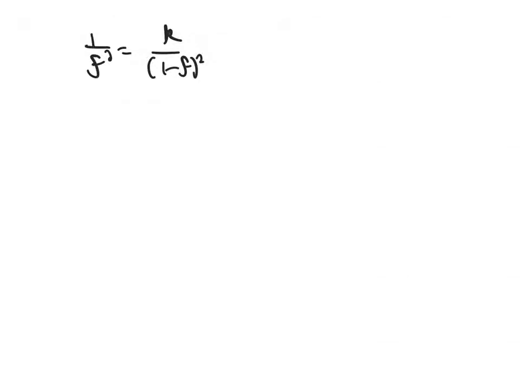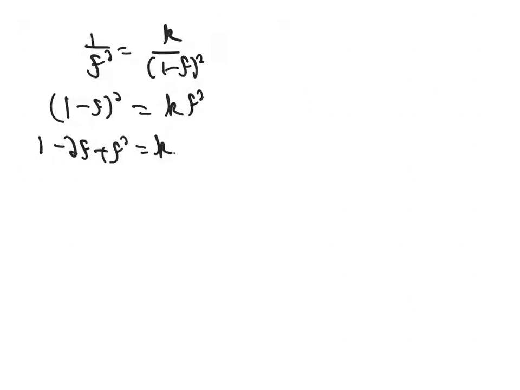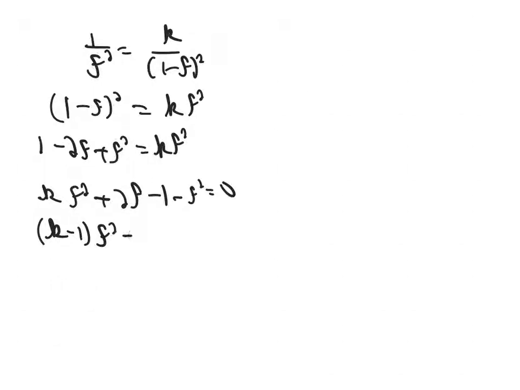And from here out, we just do some basic algebra. So I cross multiply, and I get 1 minus f quantity squared over here equals k times f squared. And then I square the left-hand side, and I get 1 minus 2f plus f squared equals kf squared. And then bring everybody to one side, and I'll have k times f squared plus 2f minus 1 minus f squared is 0, or k minus 1 quantity f squared plus 2f minus 1 equals 0. Which is just a quadratic.